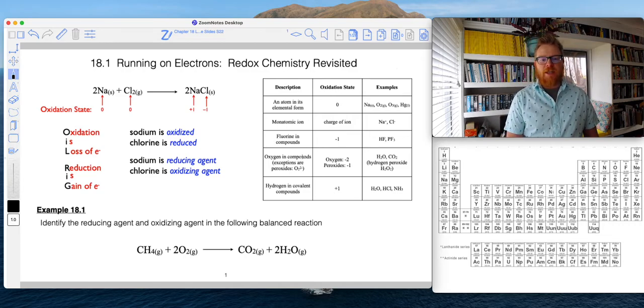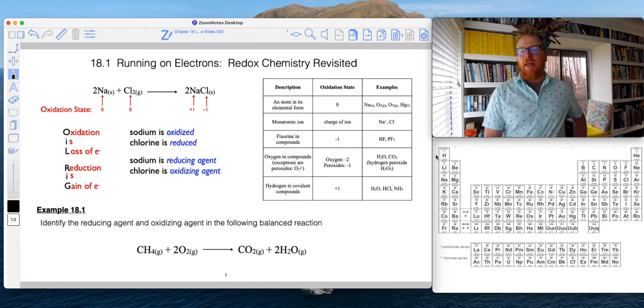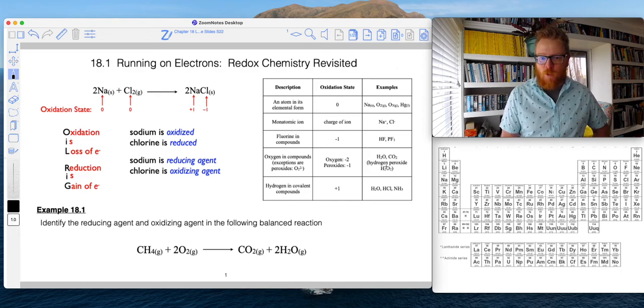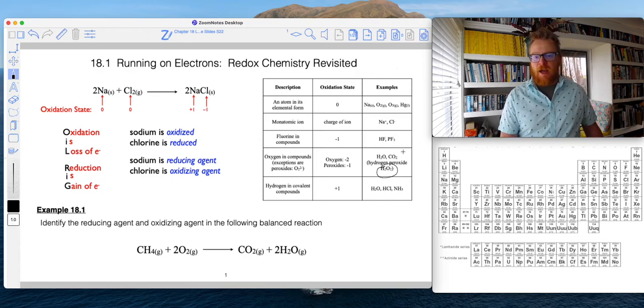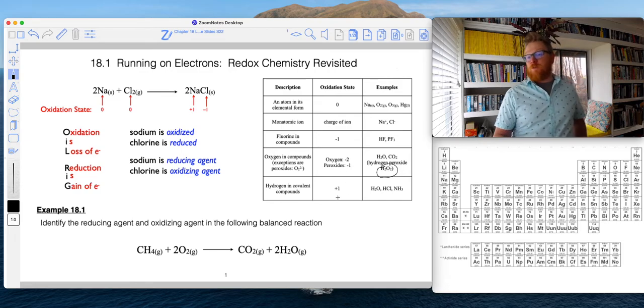Oxygen in compounds is always -2, except in peroxides, where it's -1. The only peroxide that we will see in this class is hydrogen peroxide. So it looks like CO2 might be a peroxide, but it's not, okay? Oxygen is -2 in carbon dioxide. And hydrogen in covalent compounds is always +1.